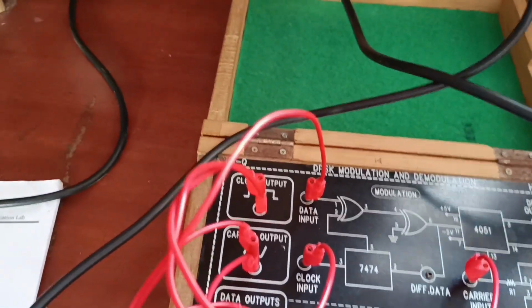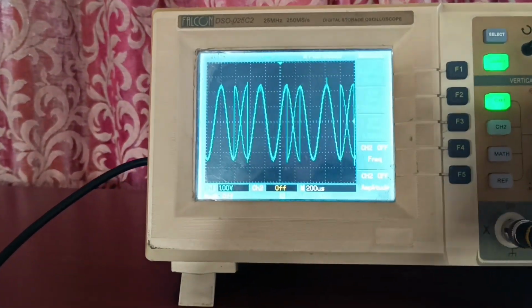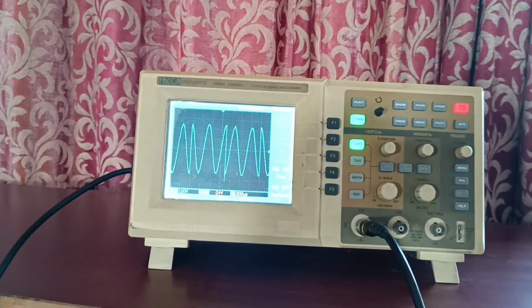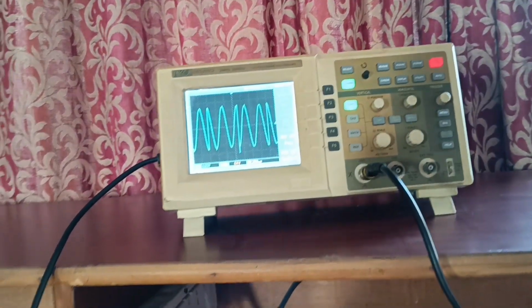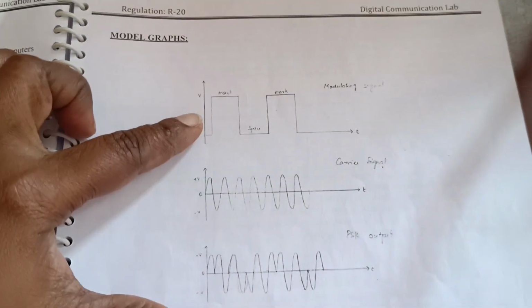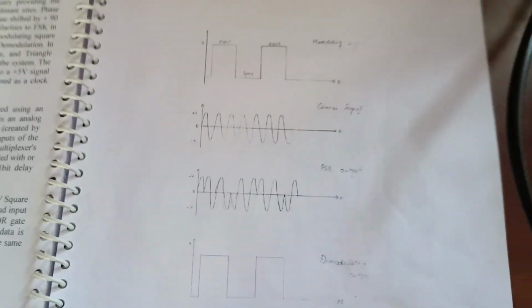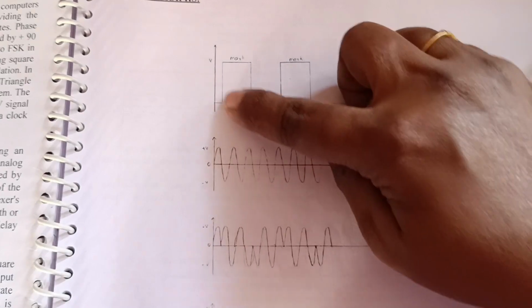As the three signals are connected to the modulation block, take the DPSK output from here. We will get this output, and we will compare the signals. This is the message, clock signal and carrier signal, DPSK output and demodulation output. This signal will change according to our data signal.